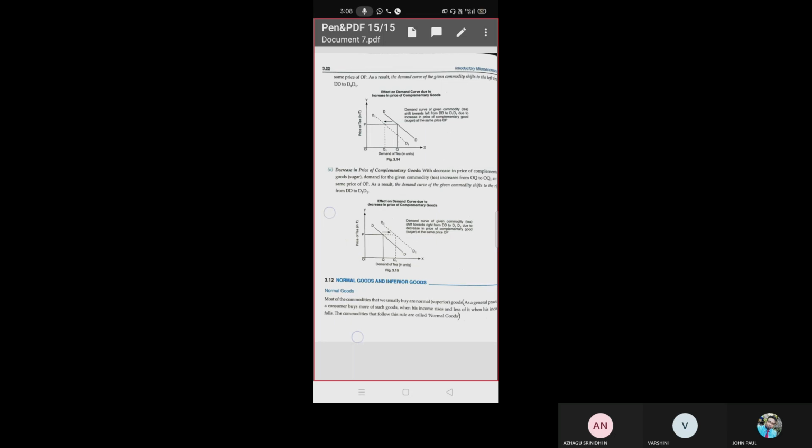The next one is in case of a fall in price of milk. So the price of milk has fallen. What happened? The demand for tea increases. This is what inverse relationship. The price increases for milk, the demand decreases. Now it's vice versa. Clear?